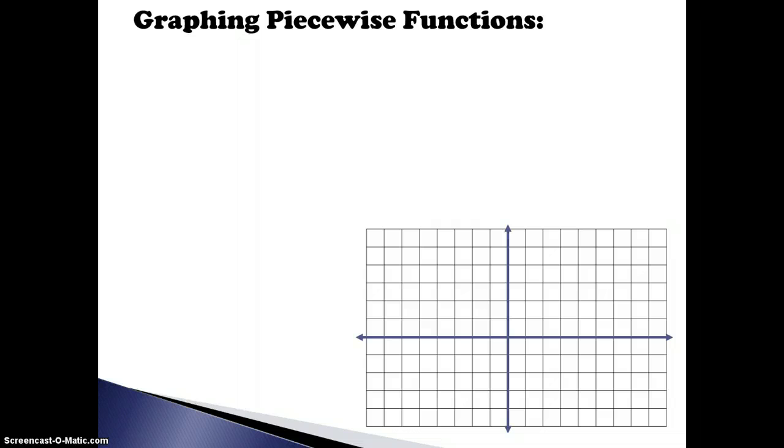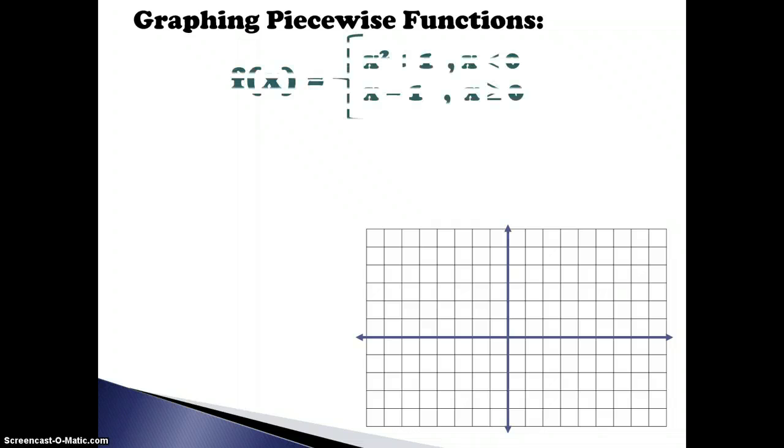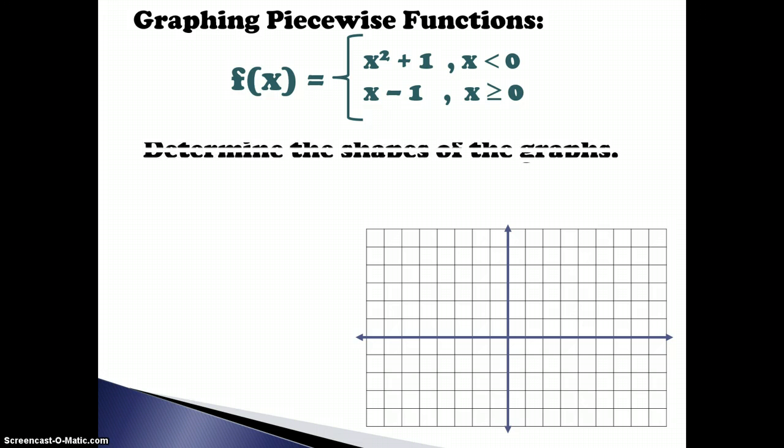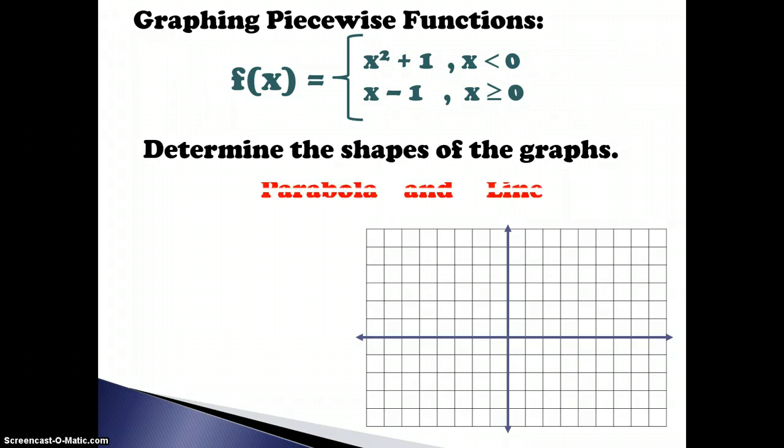Now graphing a piecewise function. I have this function, f of x is x squared plus 1 when x is less than 0, and x minus 1 when x is greater than 0. So the first thing you've got to do is determine what shape this graph is. We know the first one is x squared, which is going to automatically give us a parabola. It's a quadratic. And then the second one, it's a straight line. Okay?